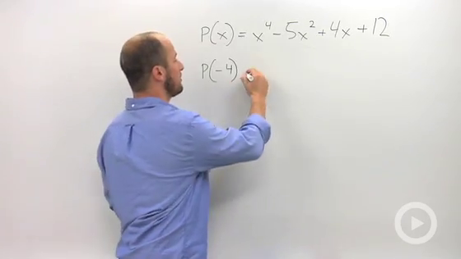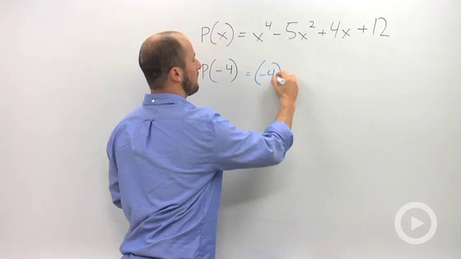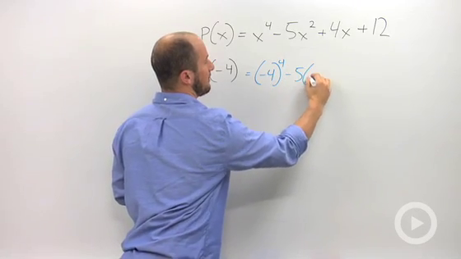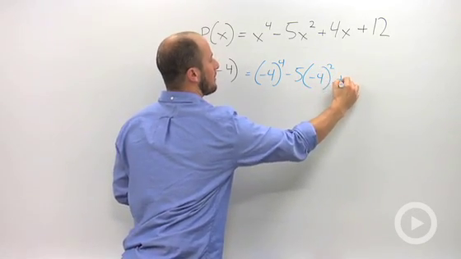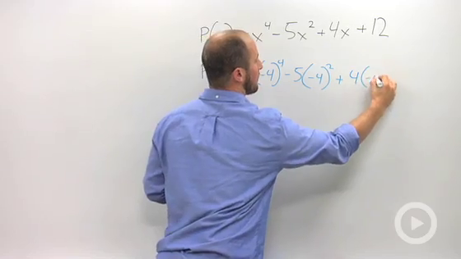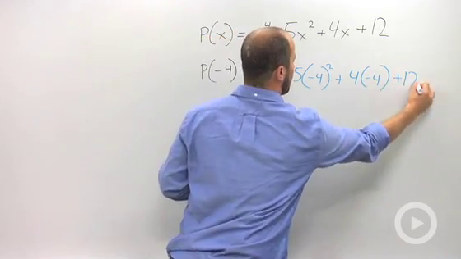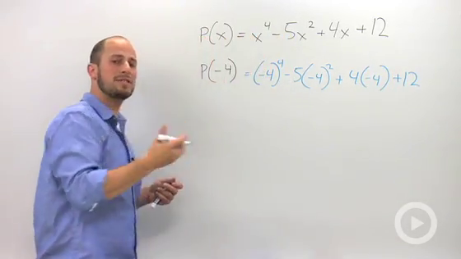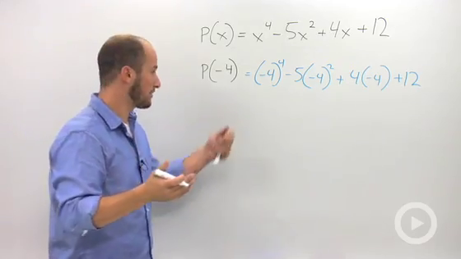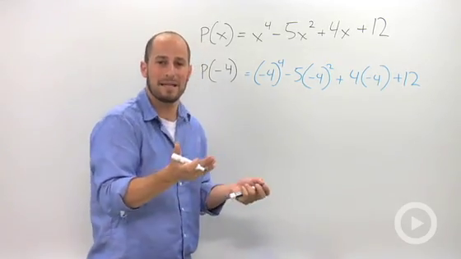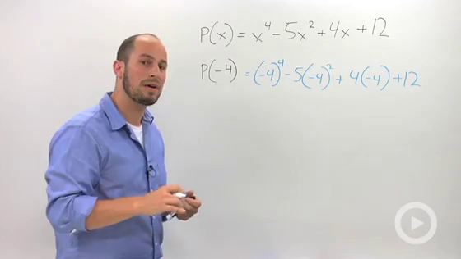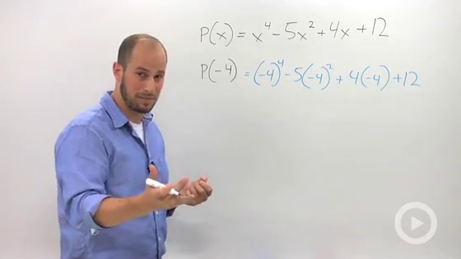So this is going to be equal to negative 4 to the fourth minus 5 times negative 4 squared plus 4 times negative 4 plus 12. That's doable, but we're going to get to some pretty big numbers. Negative 4 to the fourth is not an easy number to remember. So there is another way we can do this, and that's using synthetic division.